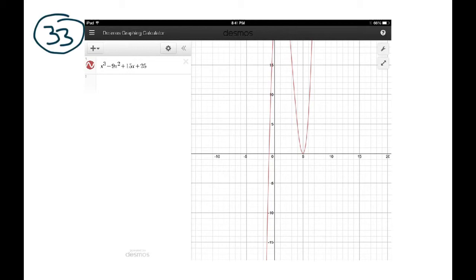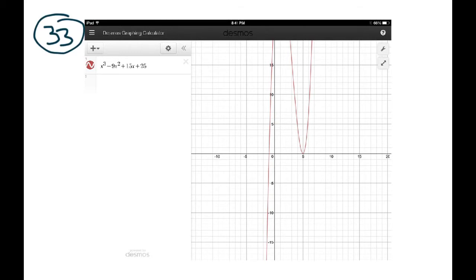Problem 33 says let f of x equal x cubed minus 9x squared plus 15x plus 25. Determine all the solutions for the function, write in standard form, and graph. I think the person who wrote these notes made another mistake because the original equation is already in standard form. So what we're going to do is we're going to find the solutions and write it in factored form.